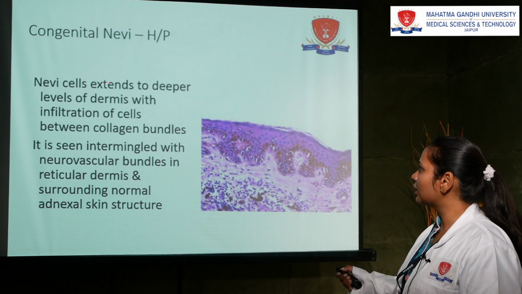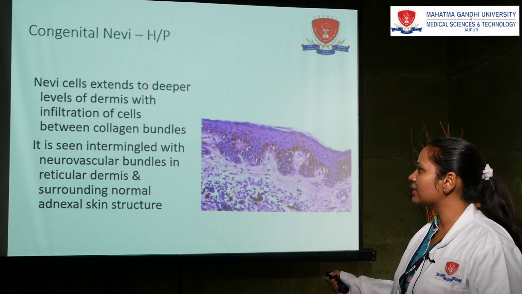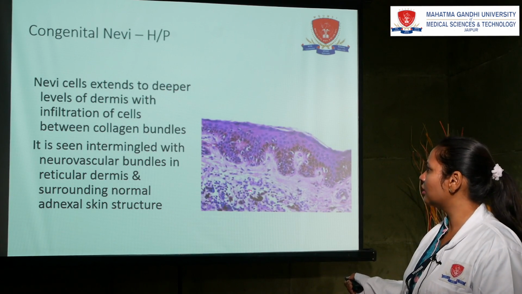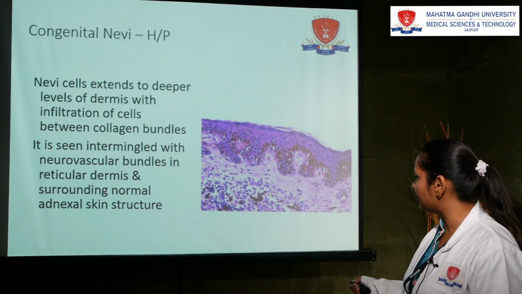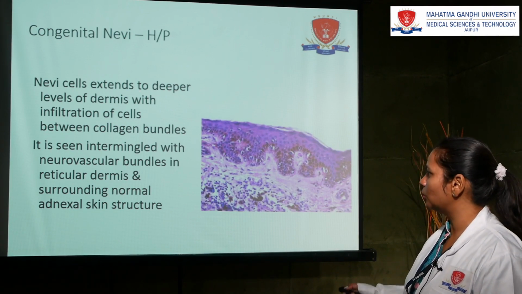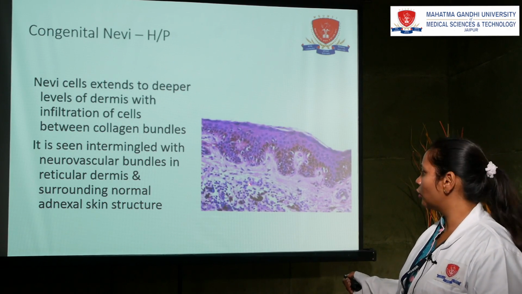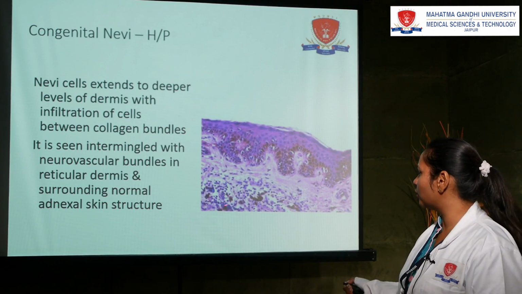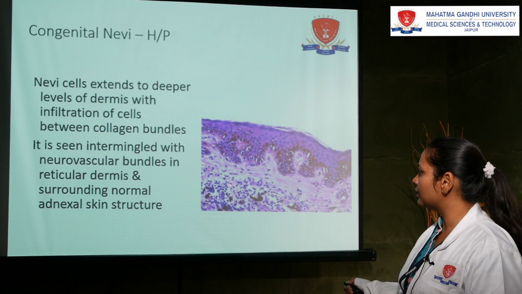Now coming to the congenital type of nevi, as shown in the picture, nevus cells extend to deeper levels of the dermis with infiltration of cells between collagen bundles, as shown here in the connective tissue. It is seen intermingled with neurovascular bundles in the reticular dermis and surrounding normal adnexal skin structures.